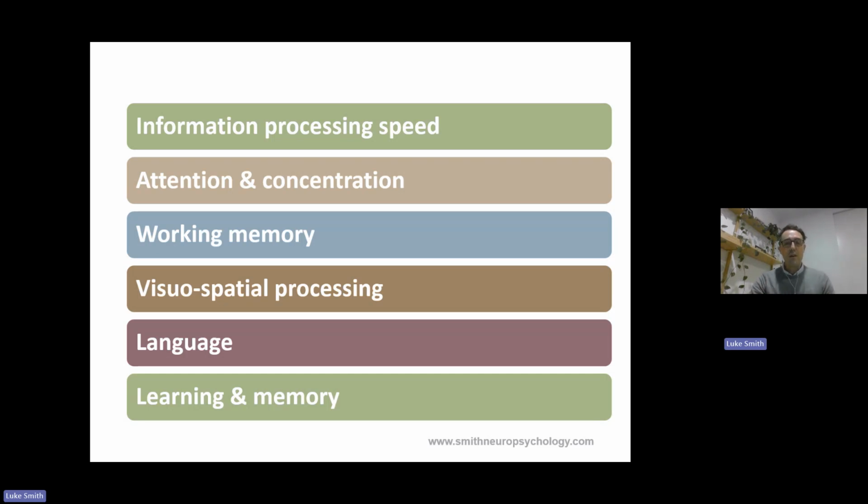The next one is called working memory. Working memory is our ability to hold things in our head and manipulate that information or work with that information. A really common example of working memory is mental arithmetic. So when your working memory changes, people find it more difficult to hold things in their head.